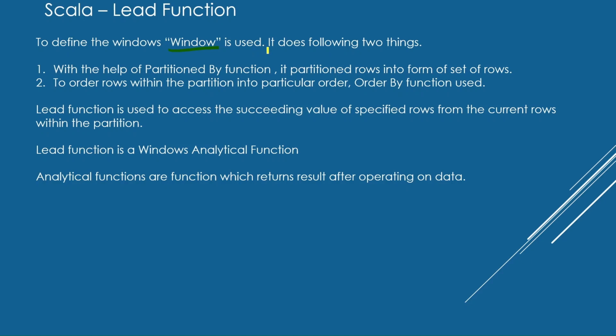Whenever we define a window, it does two things. First, with the help of a partitionBy function, it partitions the rows into sets of rows. What does it mean? Suppose we have a data frame with a column, and we apply a partitionBy function on that column. For whatever unique values are present in that column, it will create a partition for each unique value.